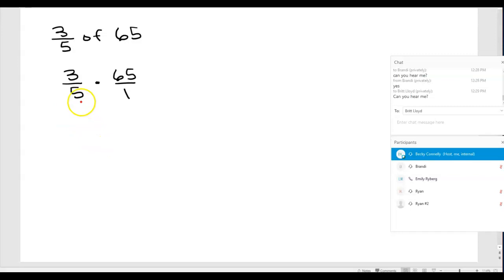And so on this one, you can see that we need to do some reducing here. So 5 will divide into 5 once and into 65 13 times. And you might go about it a different way. It doesn't matter how you end up getting there, but once you do that, you'll get 39 for your answer. 3 times 13 is 39. So just watch that word "of." It's a little word that sneaks up on people and they're like, what am I supposed to do here? So, all right.